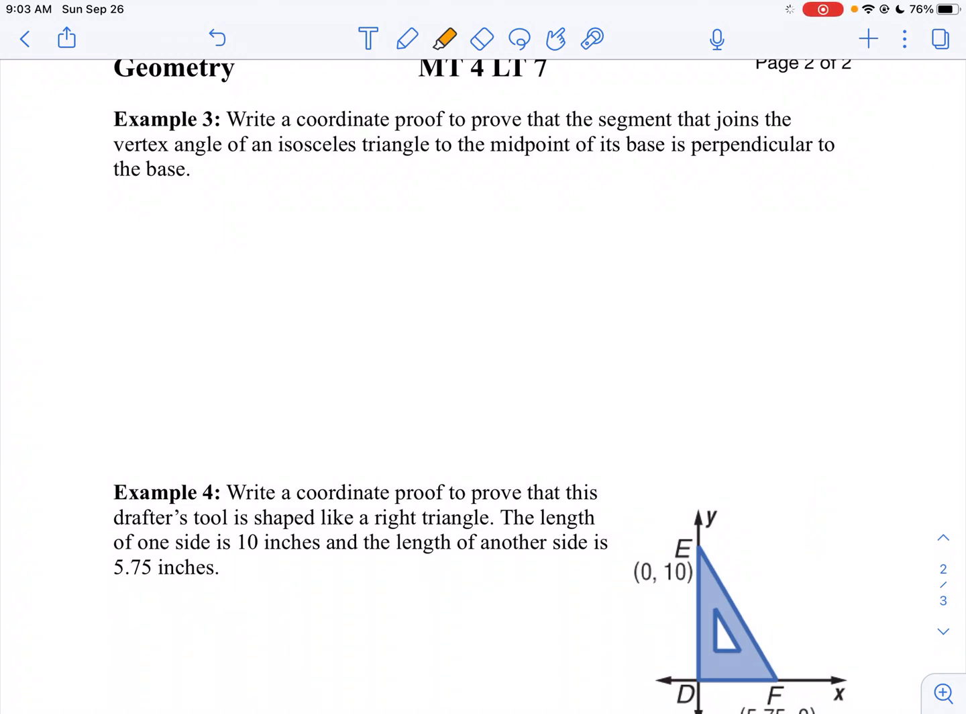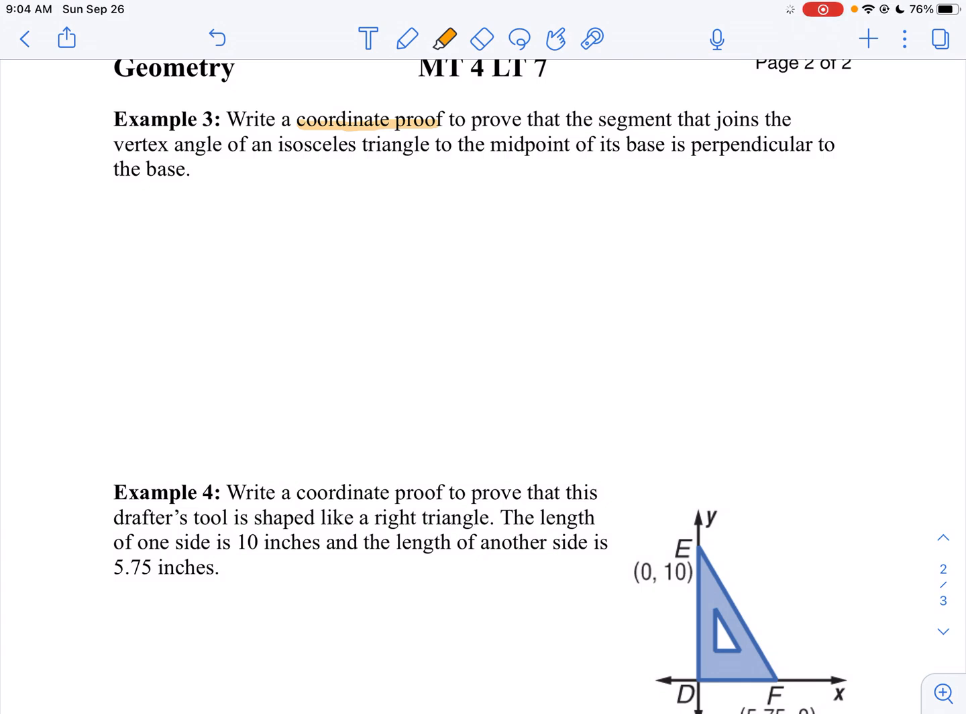In example 3, we want to write a coordinate proof to prove that the segment that joins the vertex angle of an isosceles triangle to the midpoint of its base is perpendicular to its base. Wow, that seems kind of complex, doesn't it? A coordinate proof is nothing more than a show your work proof. You don't have to do two columns with a bunch of explanations and reasons. You do have to show the work with the algebra.